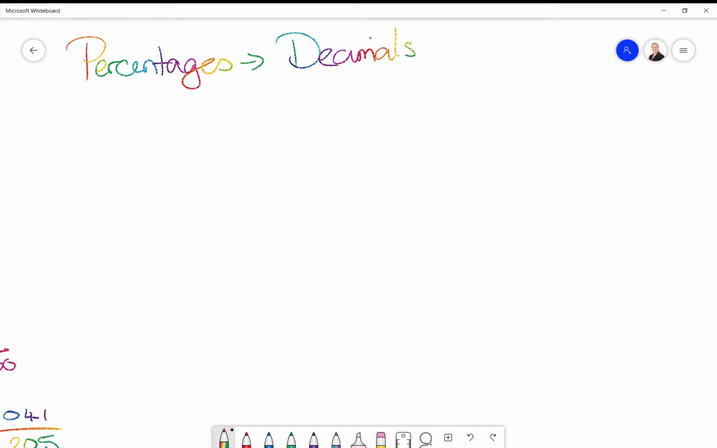So if I take, and I'm going to start with a classic, 50%. So 50%, I can write that as a fraction, can't I? We've learnt how to do that, so that's 50 over 100. Okay, now, what we should remember about fractions is fractions are just funky, fancy divisions. So it's just 50 divided by 100.